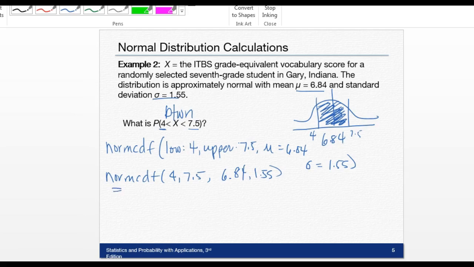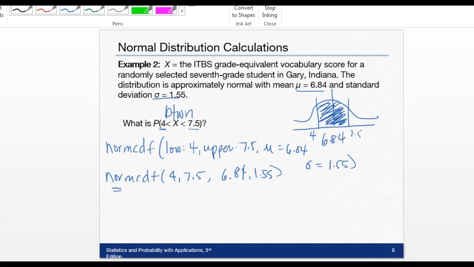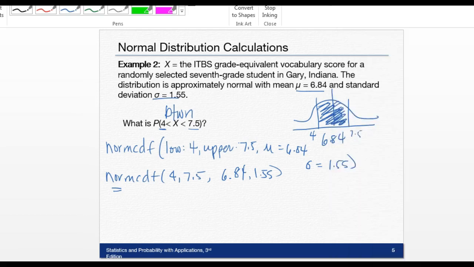All right. Now, when I run these numbers, my low bound has changed. It's now 4. Upper bound is 7.5. Mean is the same. Standard deviation is the same. And there's my probability: 0.631. Now, that's step 2.